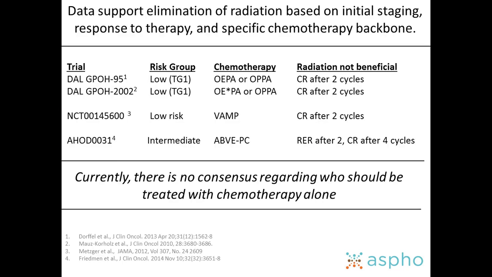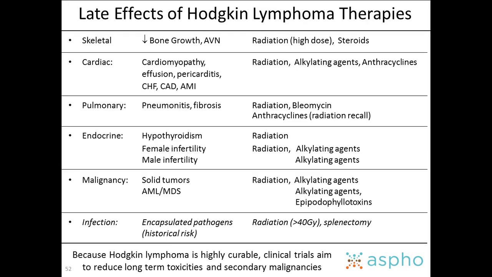Certainly, modern trials support the elimination of radiation based on staging, response to therapy, and specific chemotherapy backbones. These are several published trials which have shown in a randomized way that for patients who are in a CR after a certain number of cycles of therapy, there was no benefit to adding radiation. Unfortunately, we currently don't have a widespread consensus as to who should or shouldn't be treated with chemotherapy alone. But radiation can certainly be omitted in certain circumstances.